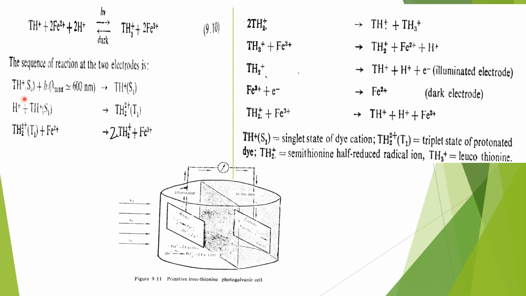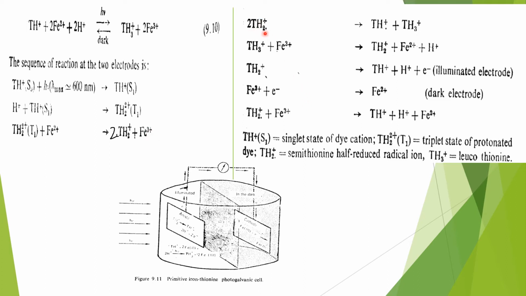Firstly, TH+ in the S0 state, on absorption of some radiation, forms TH+ in the singlet first state. Then that singlet first state combines with one proton first and forms TH2 2+, which is again in the triplet state. That triplet first state TH2 2+ combines with Fe2+, and it forms TH2+ plus Fe3+. Here your Fe is getting reduced. Sorry, it is losing one electron. Loss of electron is oxidation, so it is undergoing oxidation, while the other is undergoing reduction. We can see that.